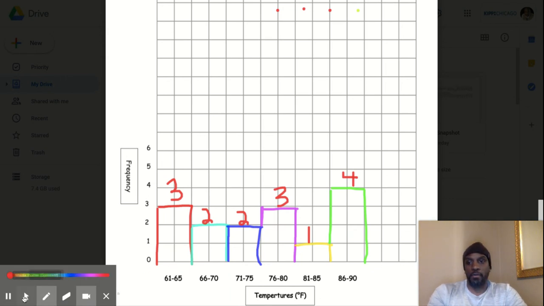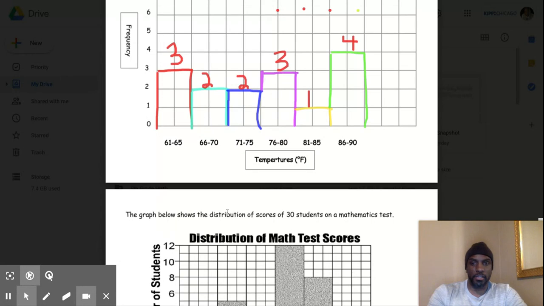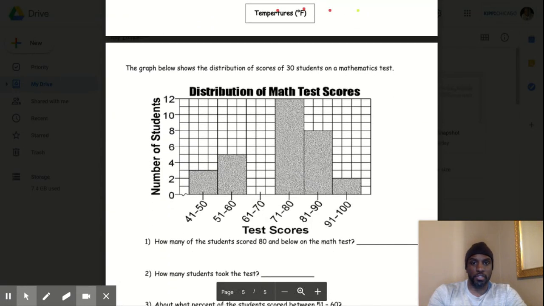All right, so that's just a good thing to know about histograms. And now we're going to do some interpretation of histograms. Here we go.